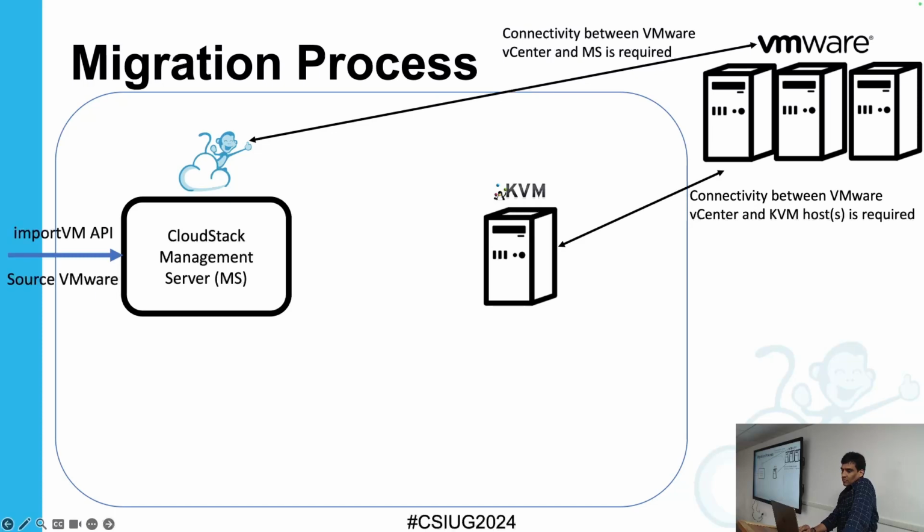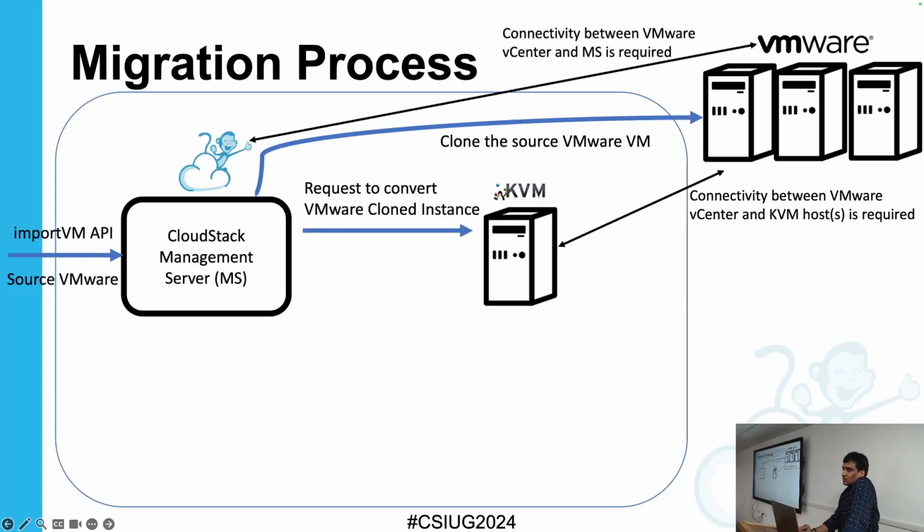So, from the management server, when we initiate an import operation, it first clones the source VM on the VMware, then we send a request to convert the cloned VM. This is sent to the KVM host, and the virt-v2v binary initiates the conversion process.